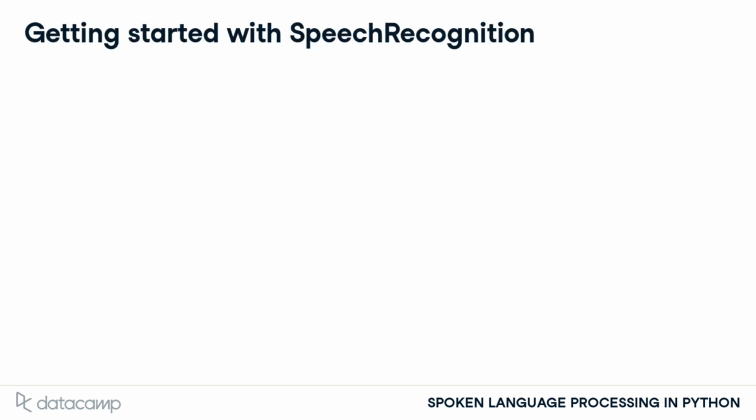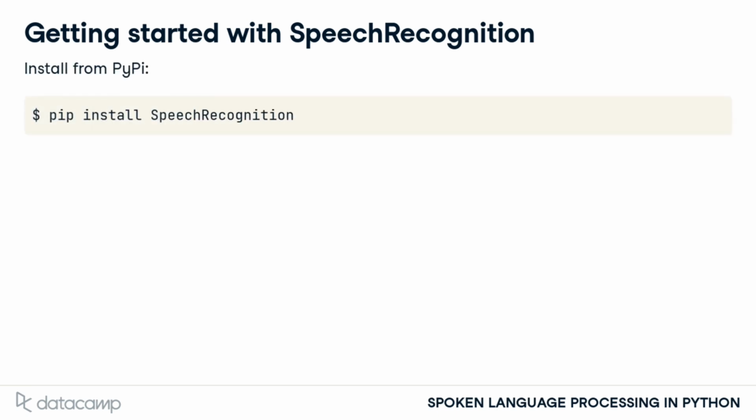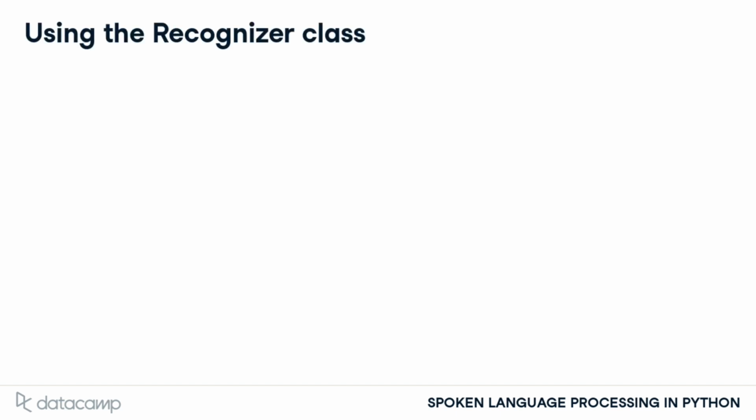We can get started with the speech recognition library by installing it from PyPI using pip and running the pip install speech recognition command in a terminal or shell. It's compatible with Python 2 and 3, but we'll be using Python 3. Now we have speech recognition installed, let's check out where all the magic happens, the recognizer class.